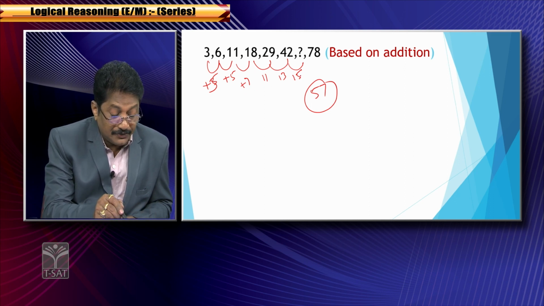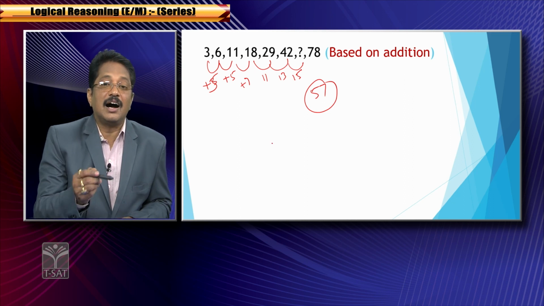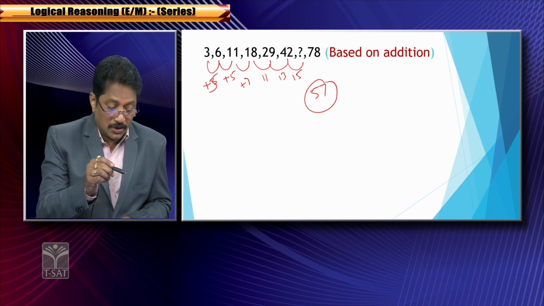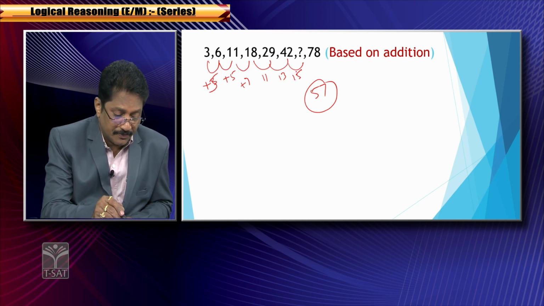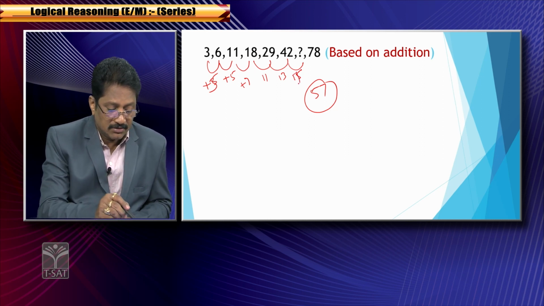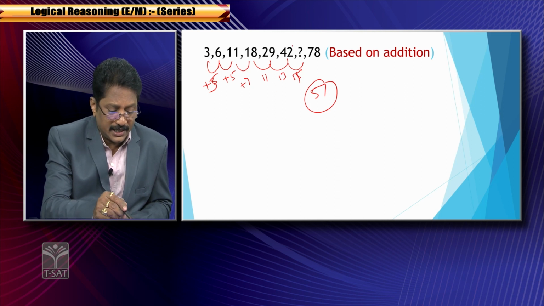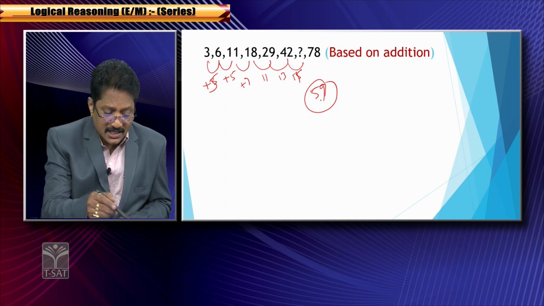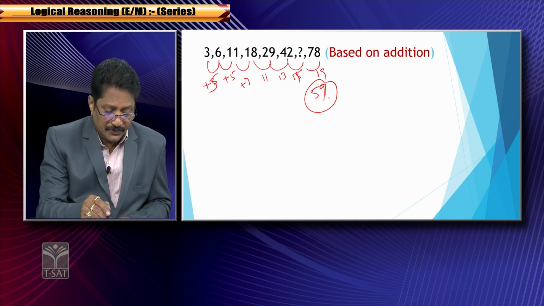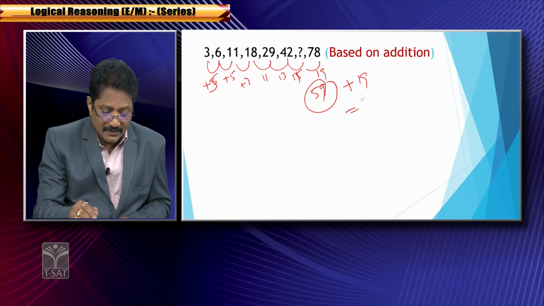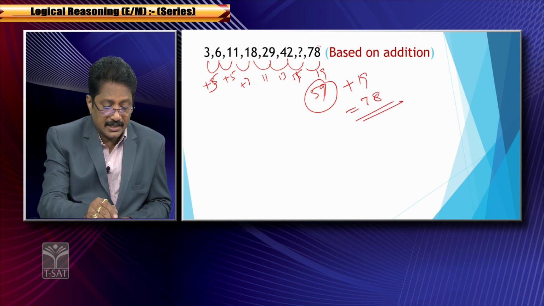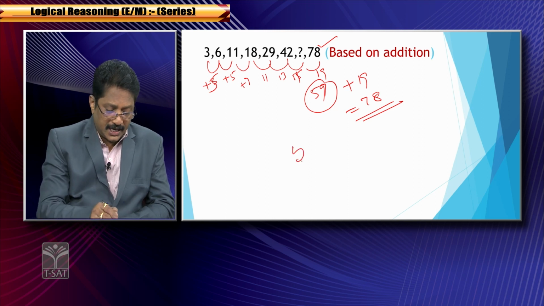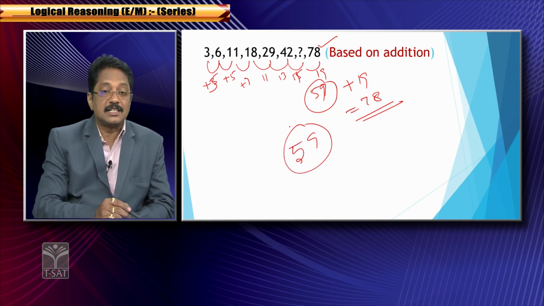Next, the increments are 3, 5, 7, 11, 13, so you can't take 15. What is the reason here? All are increased by prime numbers. So after 13 you have to take 17. So 42 plus 17 is 59. After 59 the next one is 19. 59 plus 19 is 78. So the series is correct. So what is the required answer here? 59. Do you understand?